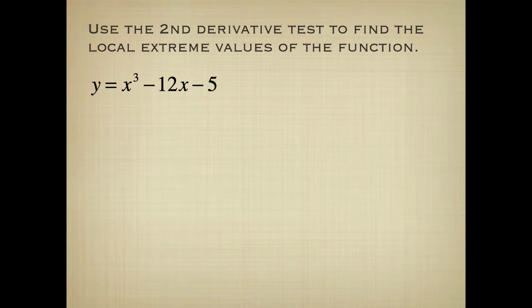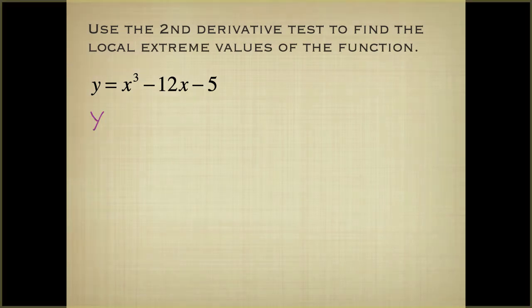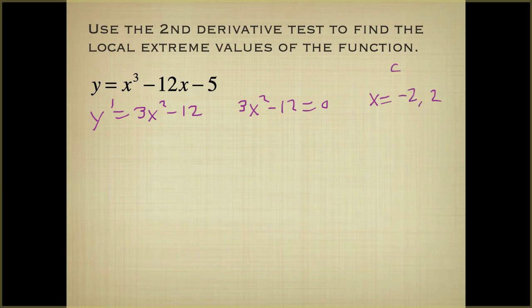So it says use the second derivative test to find the local extreme values of this function. First we're going to take the first derivative, and y prime is 3x squared minus 12. We are going to set this equal to 0. And you should find that your critical points will be at x equals -2 and 2. These are my critical points. We will put the -2 and 2 back into our original function and see where our points are.